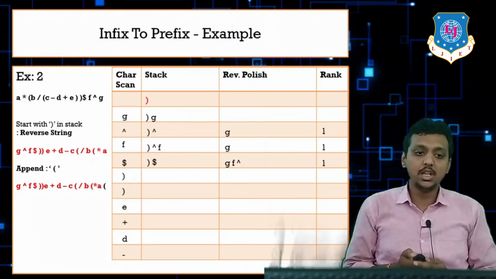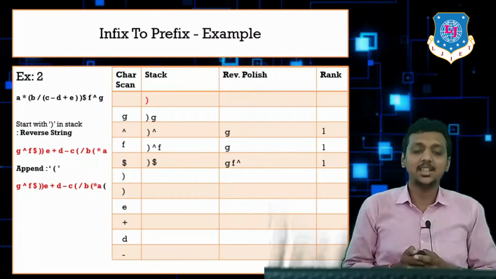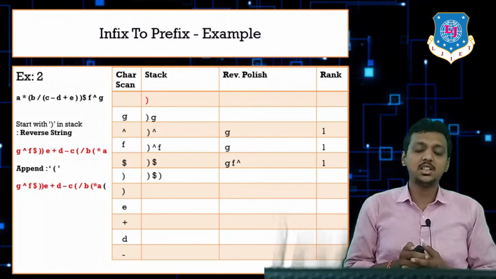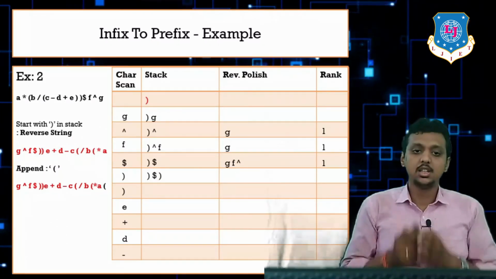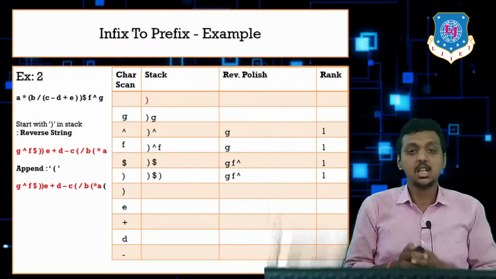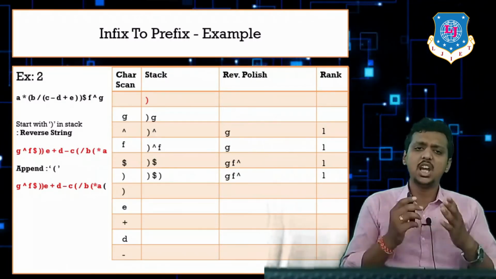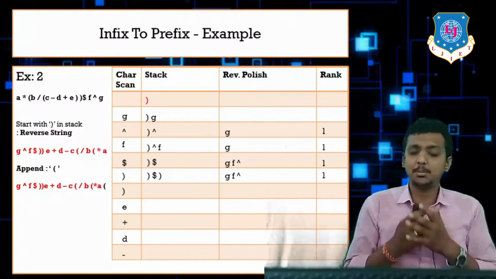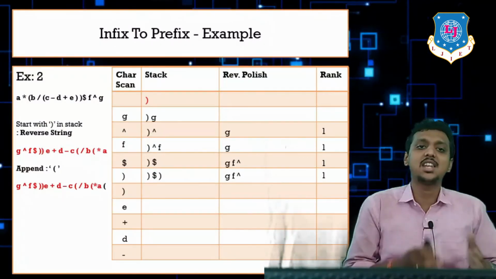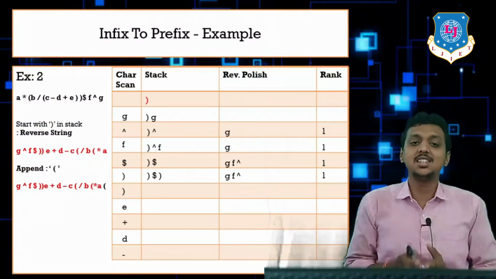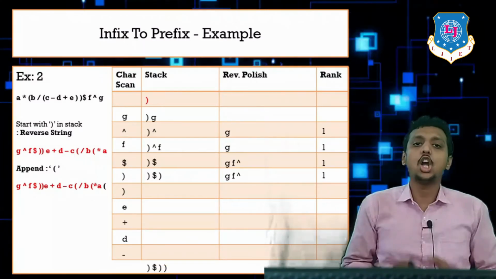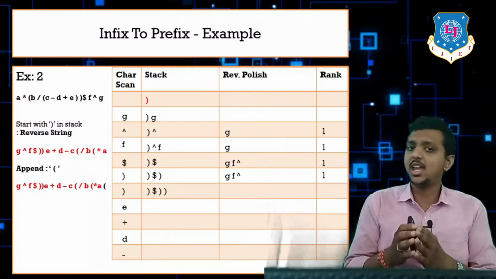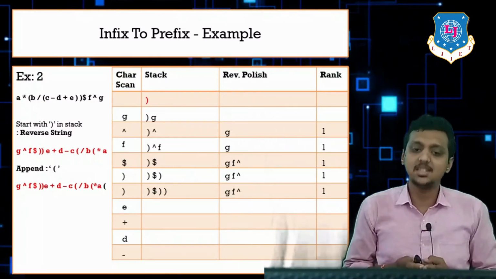Fine. Now next we have the closing one. So what to do when you get the closing? Just push it inside the stack. When you push inside the stack, the stack becomes closing, dollar, closing. Reverse polish and rank remain as they are. Again I have the closing bracket. Again we need to push closing inside the stack because the closing bracket outside the stack has higher precedence, that is 9. So the stack is closing, dollar, closing, and the reverse polish and rank remain as they are.